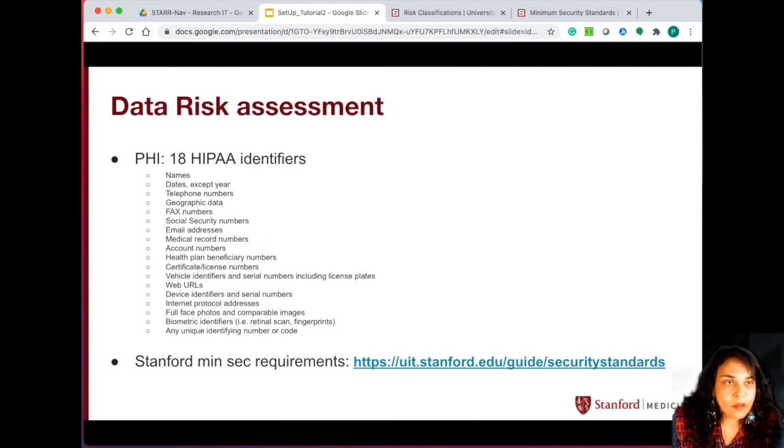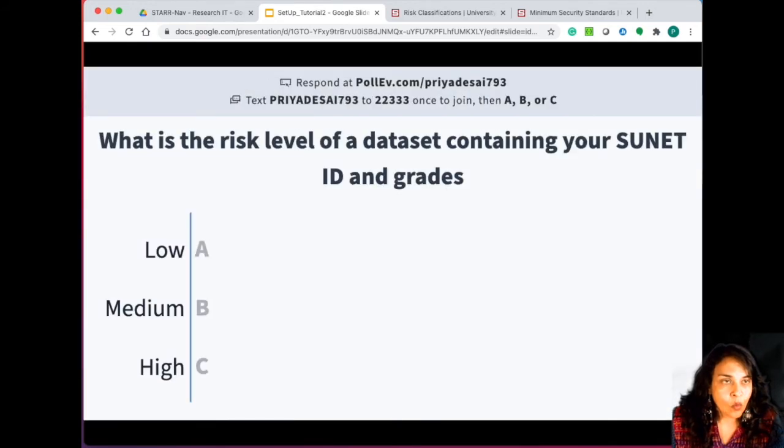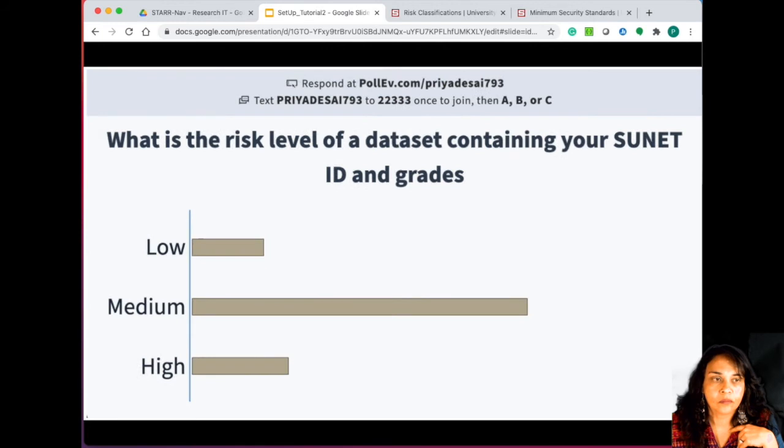All right, so given that we know all this, what do you think would be the risk level of a data set which contains SUNet IDs and grades? Take a couple of minutes and think about it. For all of you who guessed medium, that is correct. SUNet IDs and grades are not considered high risk. They are not considered public data either, so they're not low risk, they're considered medium risk.